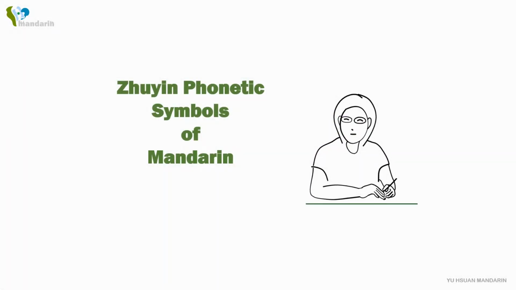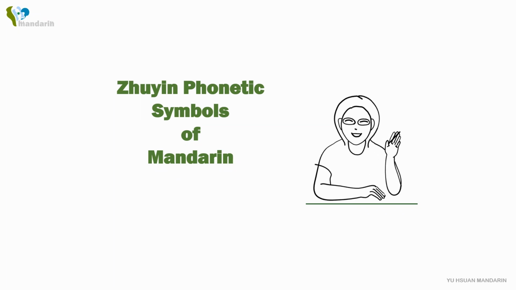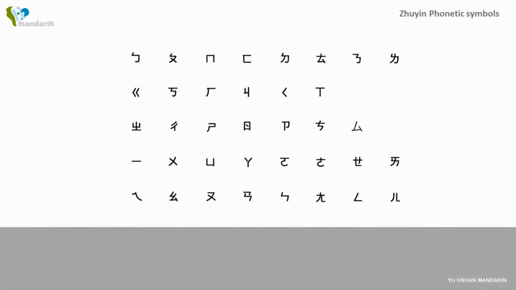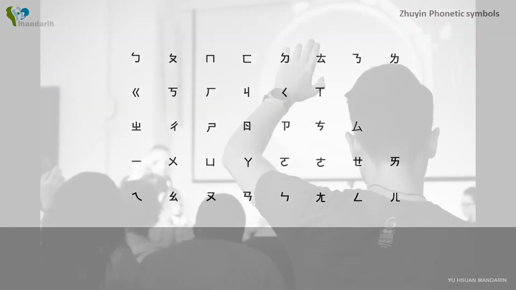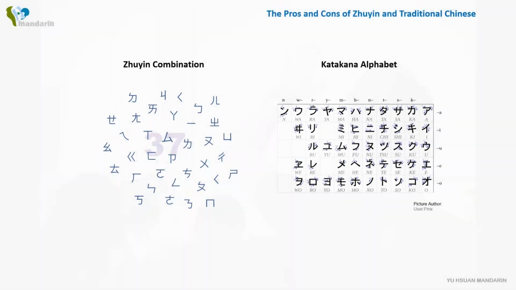I'm Youxuan. Our channel is focused on teaching Zhuyin phonetic symbols for Mandarin. In the last video, we talked about how learning the Zhuyin phonetic pronunciation system can help you have a correct, standard Mandarin pronunciation. Zhuyin only has 37 phonetic symbols, but they can form all the pronunciations of Chinese characters, and you just need to remember 37 Zhuyin symbols.